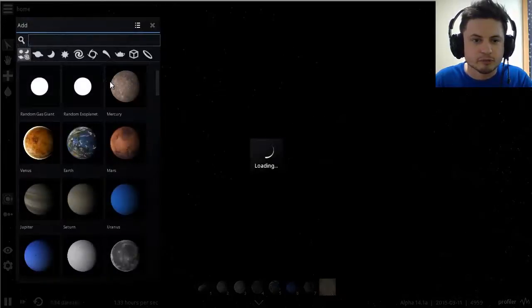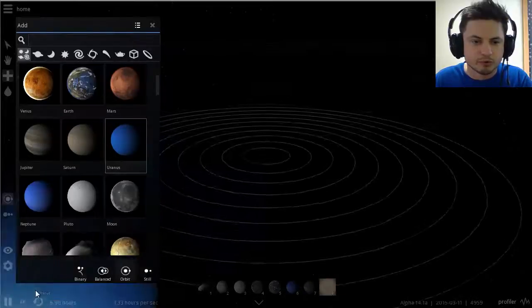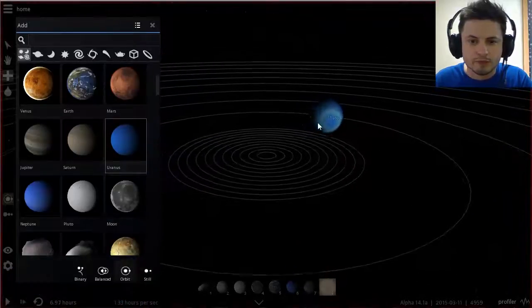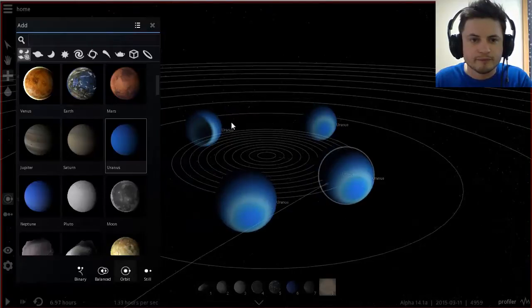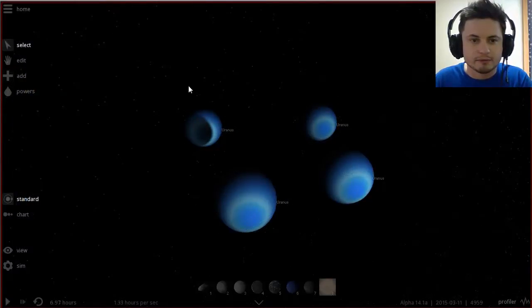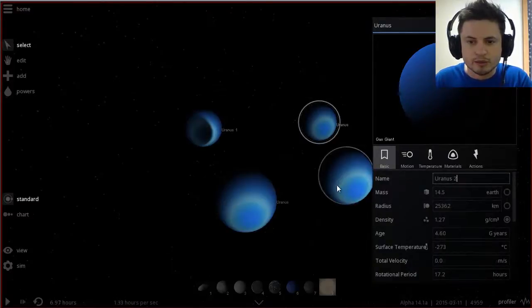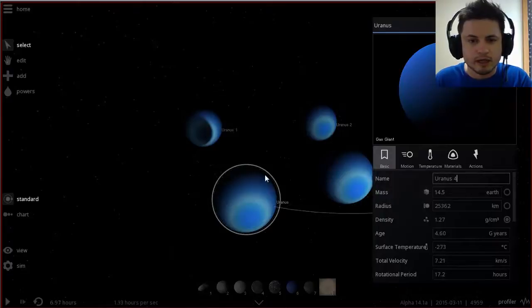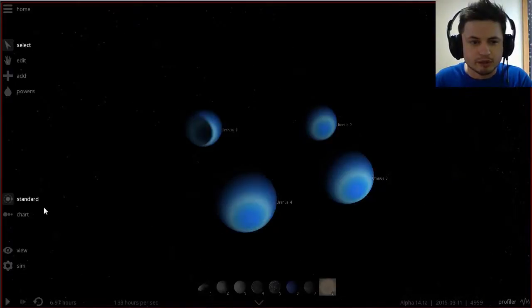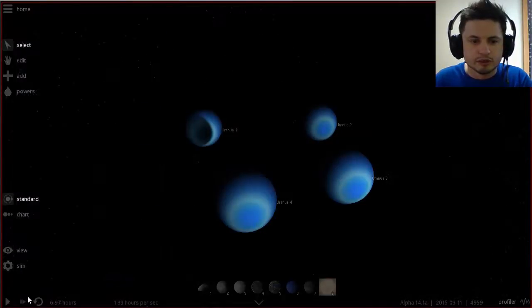If you start a new simulation, and not just for fun, put a bunch of Uranuses here, because we all know how much fun we love to have with the name of this gas giant. So let's just put four Uranuses here. I'm going to rename them. This is going to be Uranus 1, Uranus 2. You can start making those jokes. Uranus 3 and Uranus 4.